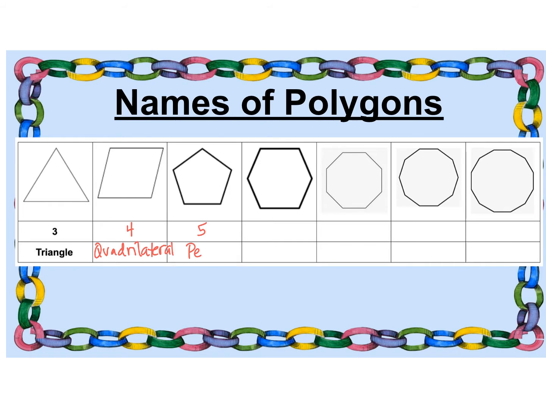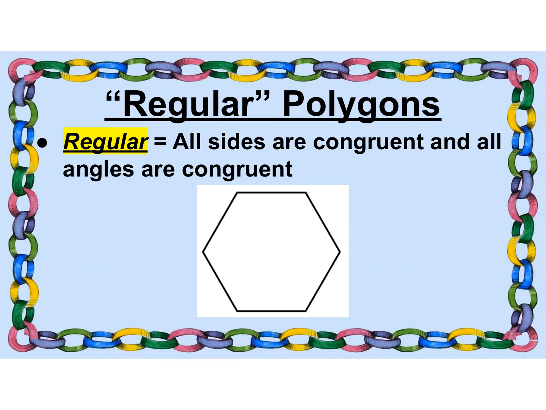5 is a pentagon. 6 is a hexagon. I'm going to skip 7 and go to 8, which is an octagon. Skipping 9 and going to 10, which is a decagon. And 12 is a dodecagon. So 7 is a hepta or septagon, 9 is a nonagon. We don't usually talk about those.